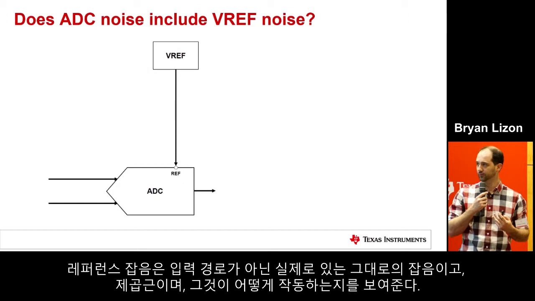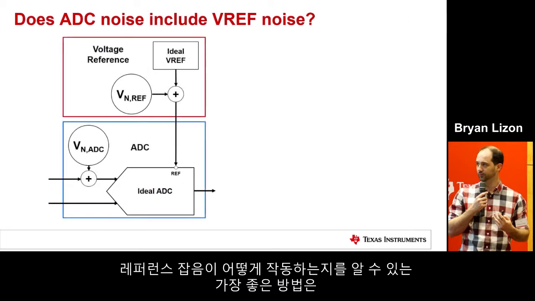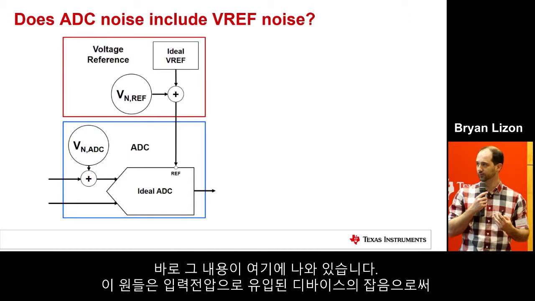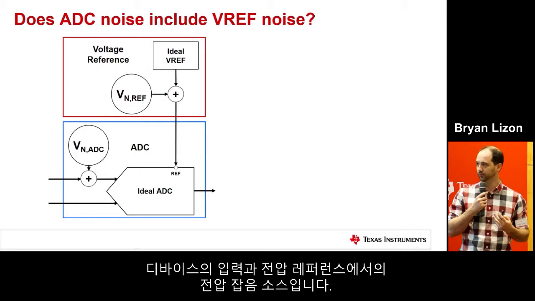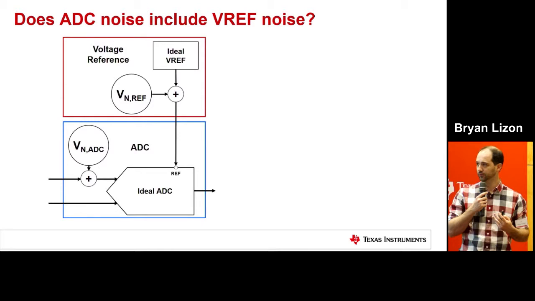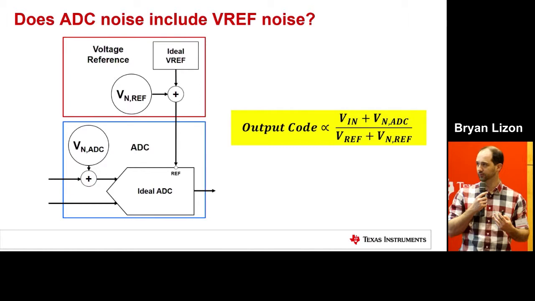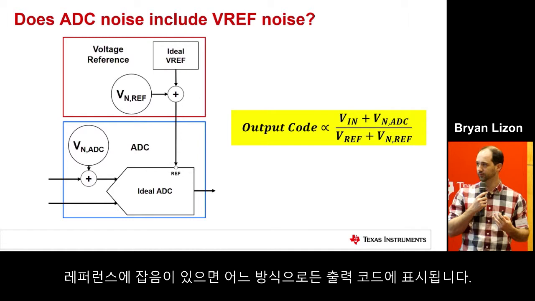The best way to understand how that works is, the first step is to separate this into ideal devices with the noise of each component referred to the input. That's what's showing here. Those circles are the noise of the device, moved to the input as a voltage noise source at the input of the device and the voltage reference. So the output code of an ADC is proportional to the ratio of the input voltage to the reference voltage, and the associated noise of each. So you can see that if there's noise in the reference, it's going to show up in the output code in some way.